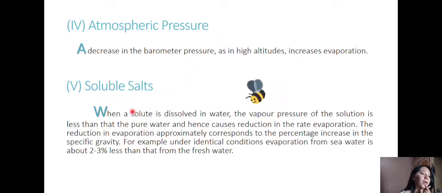Fifth, soluble salts. When a solute is dissolved in water, the vapor pressure of the solution is less than that of pure water and hence causes a reduction in the rate of evaporation. The reduction in evaporation approximately corresponds to the percentage increase in the specific gravity. For example, under identical conditions, evaporation from seawater is about 2 to 3% less than that from fresh water.